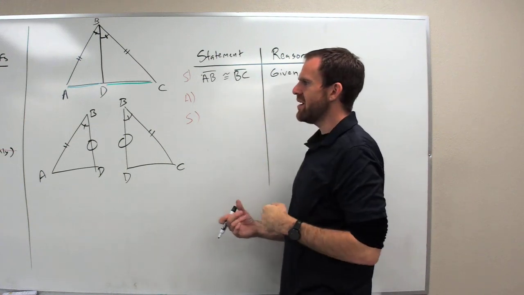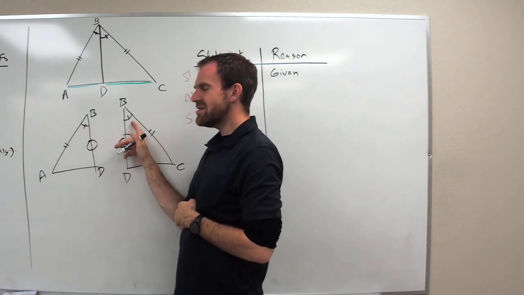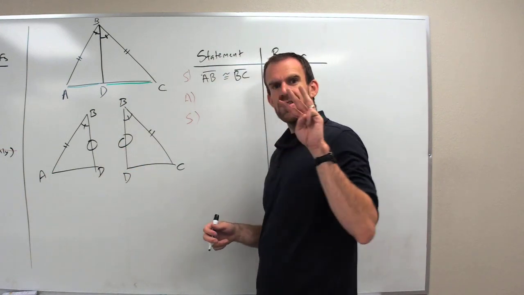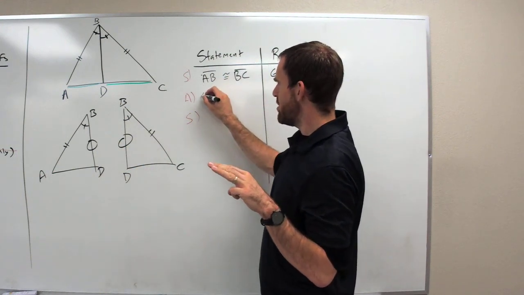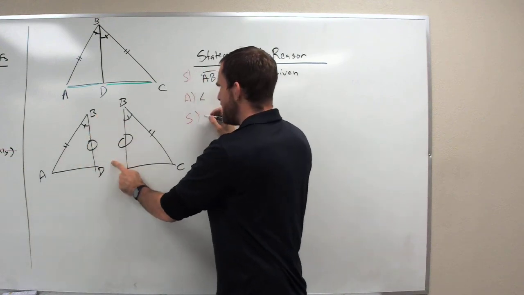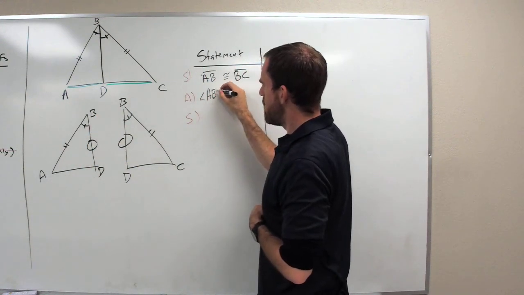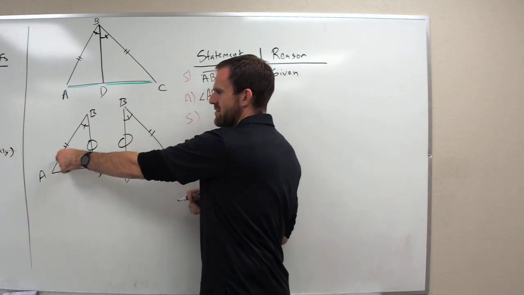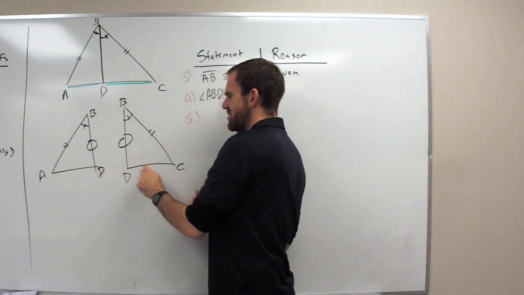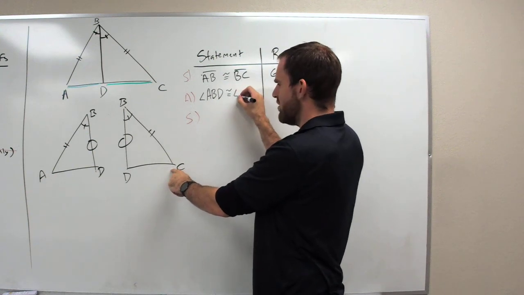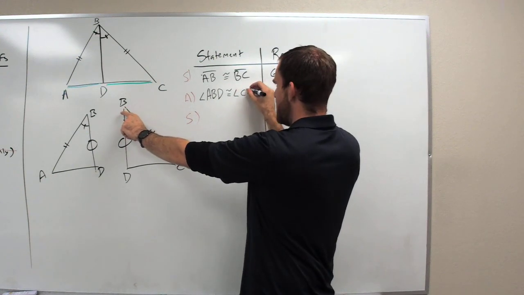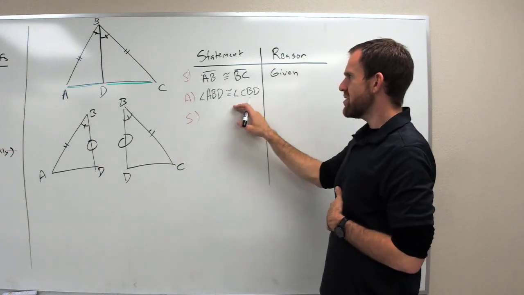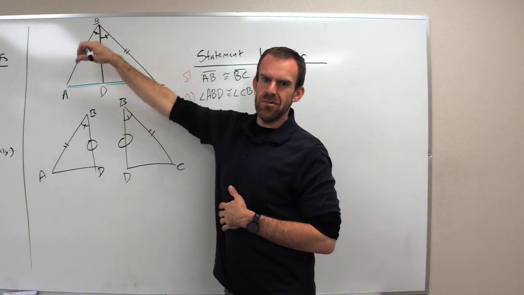The next given is that this angle is congruent to that angle. How do I write an angle? Well, I need 3 points to write an angle. So I'm going to write angle ABD, and it's important that you go in the same order. So I'm going on side 2 and then to the shared side. So angle ABD is congruent to angle CBD. The order matters. Why are those congruent? Because it was given in the problem.